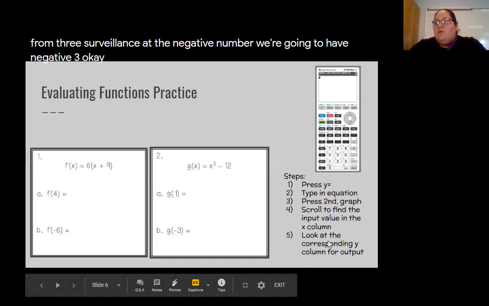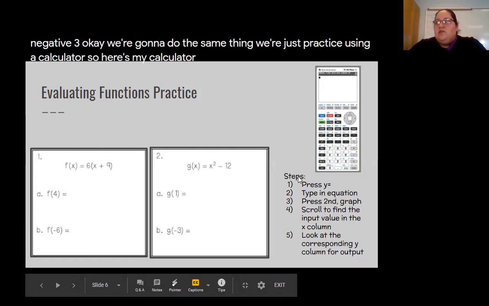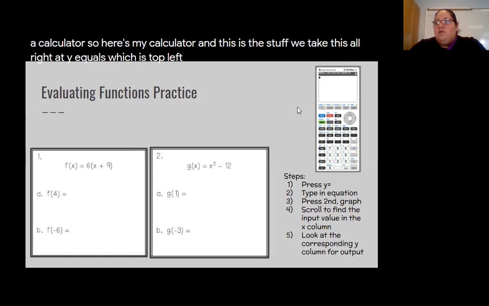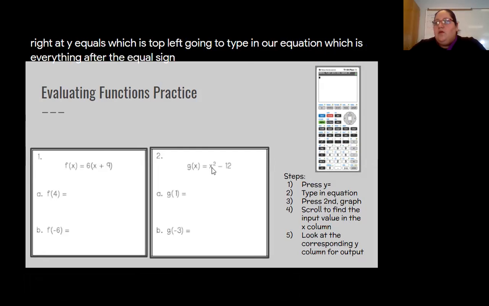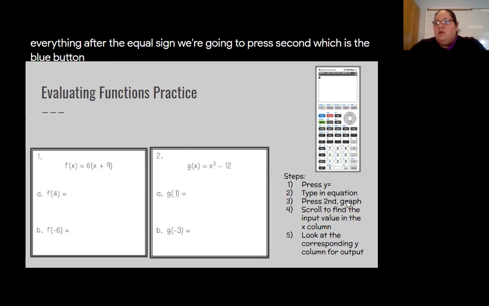Okay. We're going to do the same thing. We're going to just practice using a calculator. So here's my calculator, and these are the steps we take to solve. We're going to hit Y equals, which is top left. We're going to type in our equation, which is everything after the equal sign. We're going to press second, which is the blue button, and then graph, which is top right.